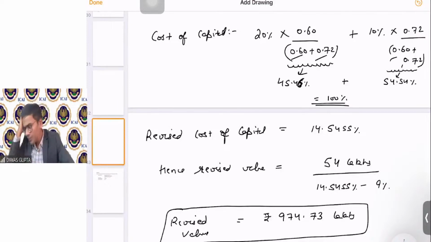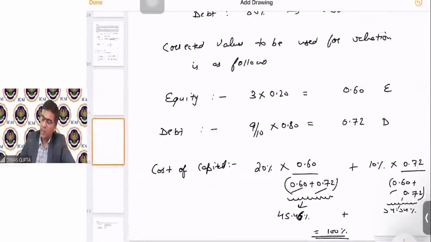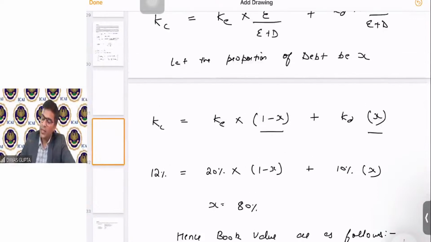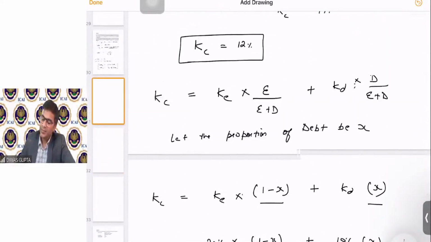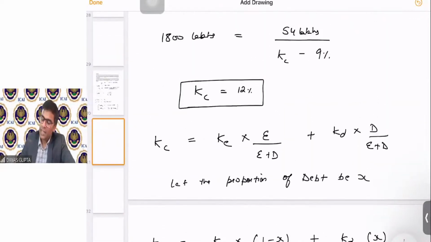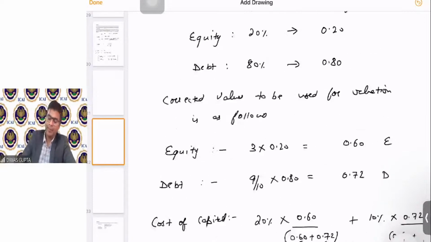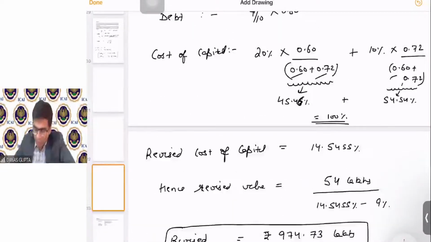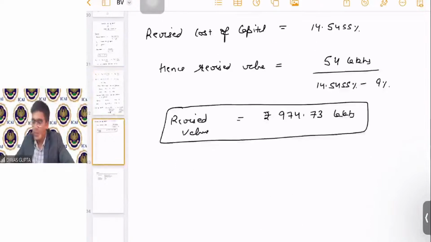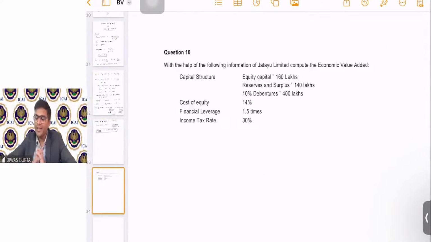Okay, Satish, thank you. Any other questions, students? Should we move ahead? This question had only one trick point, which was to calculate the revised cost of capital, right? Let's come to question number 10, students. With the help of the following information of Jatayu Limited, compute the economic value added.